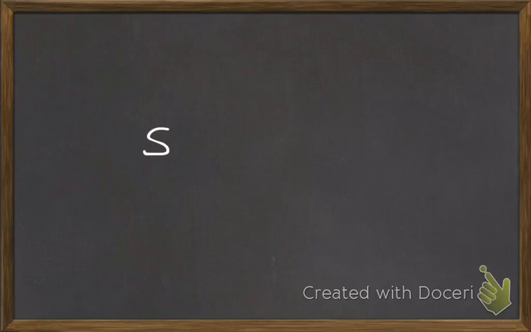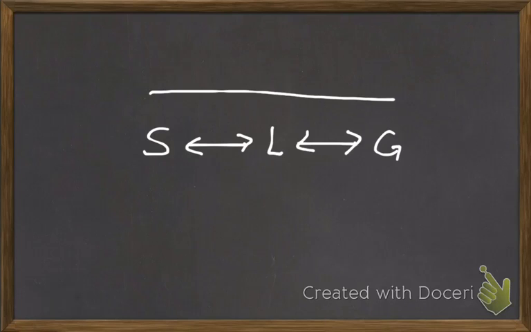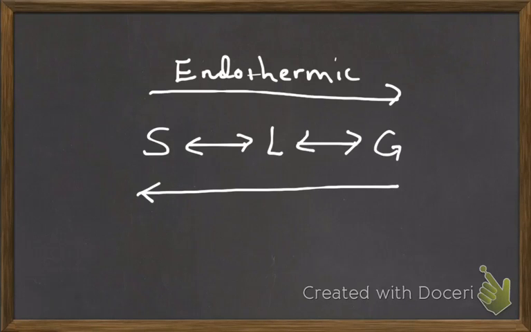If we put this all together on one diagram, remember a solid and a liquid can go back and forth, liquid and a gas can go back and forth. So we know that we can go back and forth. If we go in this direction, then to go from a solid to a liquid to a gas, it has to take in energy. And if it is taking in energy, that means it is an endothermic process. Okay? Now to go in the opposite direction, we would have to give off energy. So to give off energy, that means that it is an exothermic process.